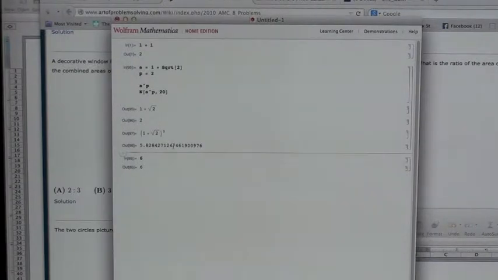5.828427124. You see that? Yeah. So does that have a million nines after the decimal point? No, it doesn't even have 1. Doesn't even have 1. Okay.